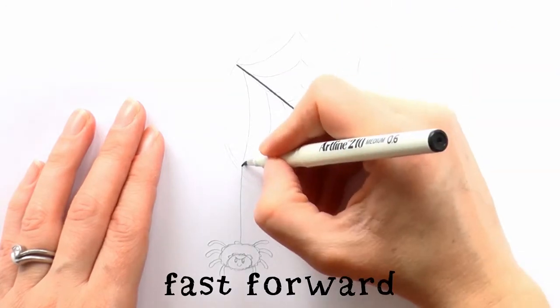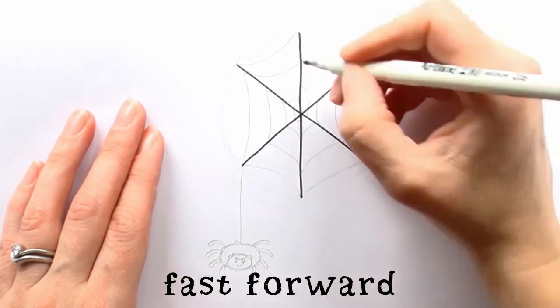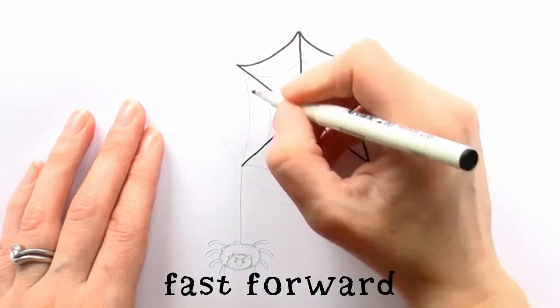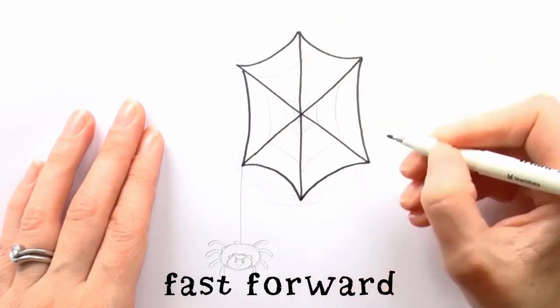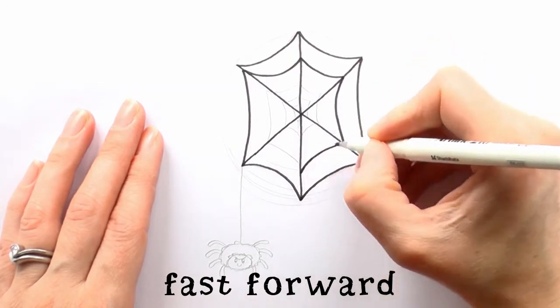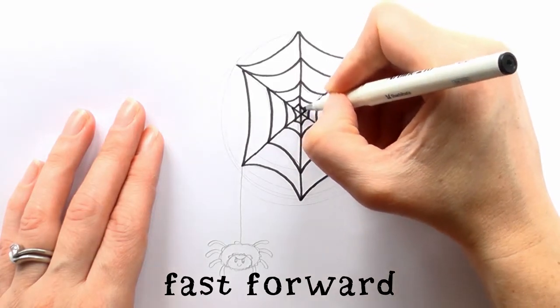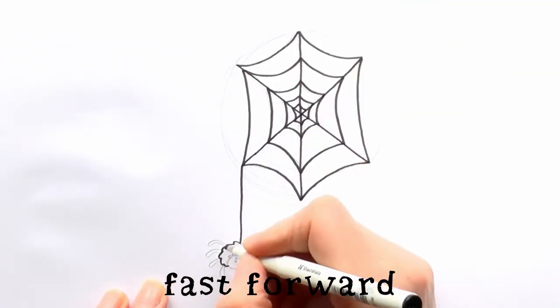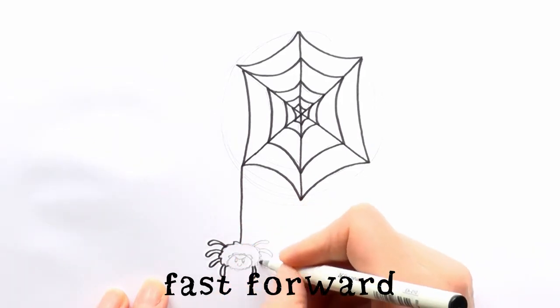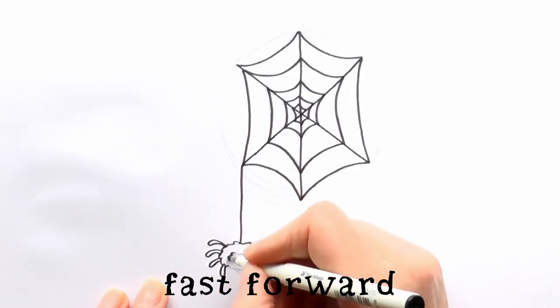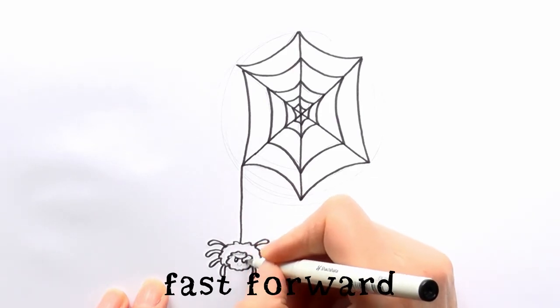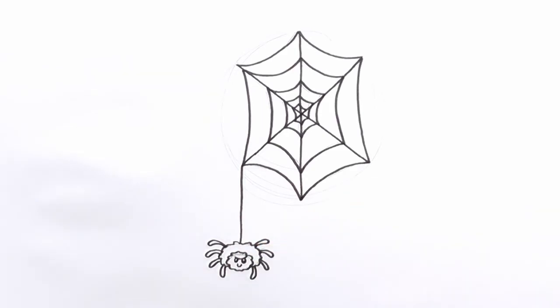Then what we do is we grab our black pens and go back in and ink in the pencil lines. Then we go back in and double up the thickness of the lines of the spider just to make it look even more cartoony.